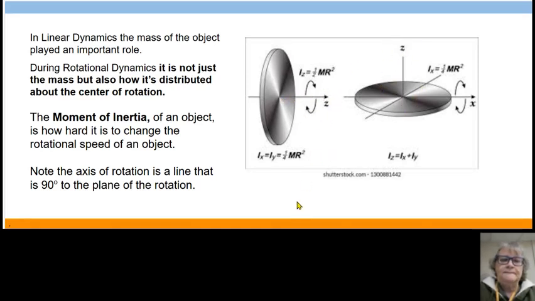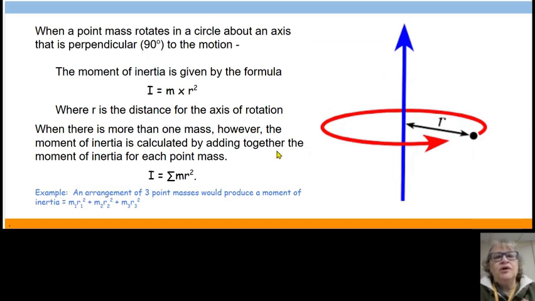When a point mass rotates in a circle about an axis that is perpendicular, or 90 degrees, to the motion, the moment of inertia is given by the formula I, which stands for inertia, equals m, the mass of the particle, times the radius squared. And it's basically how far from the center of the circle to the particle.